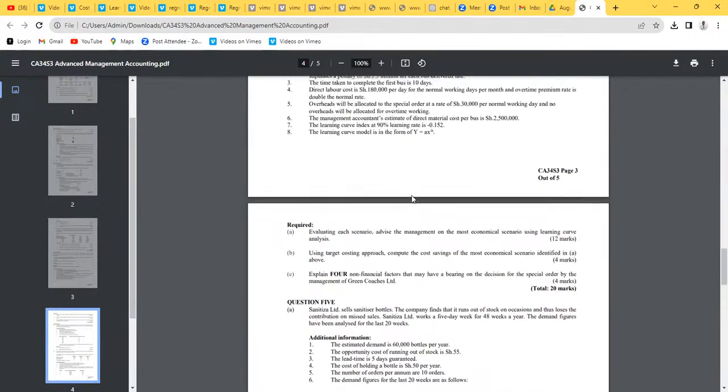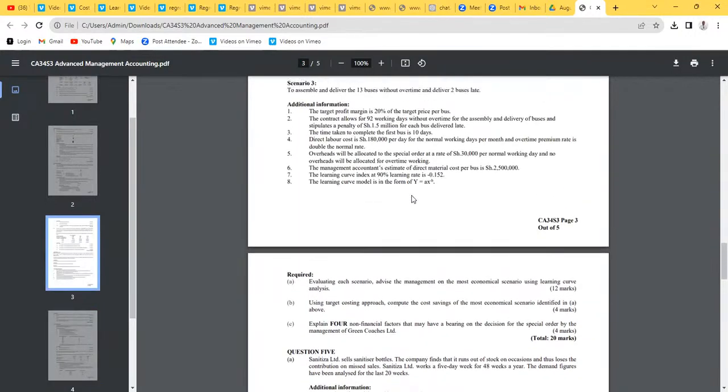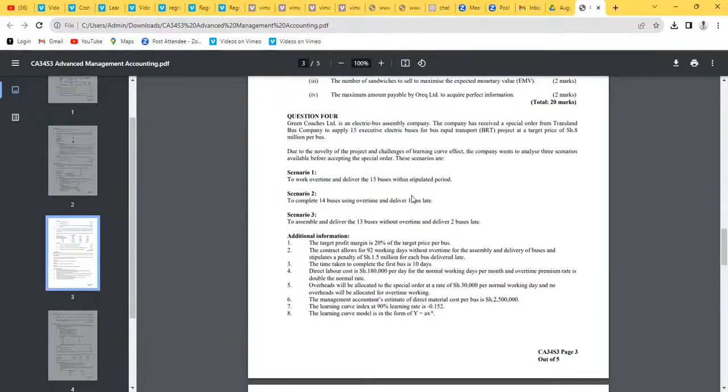So what we need to understand is very, very interesting there. So what do they want us to do? 1, to work overtime and deliver the 15 buses within the stipulated period. So let's deal with scenario number 1.